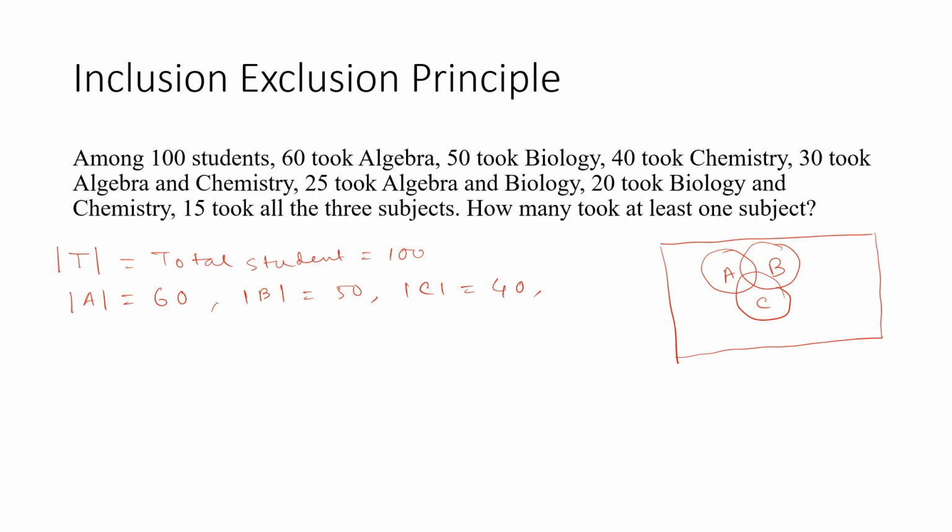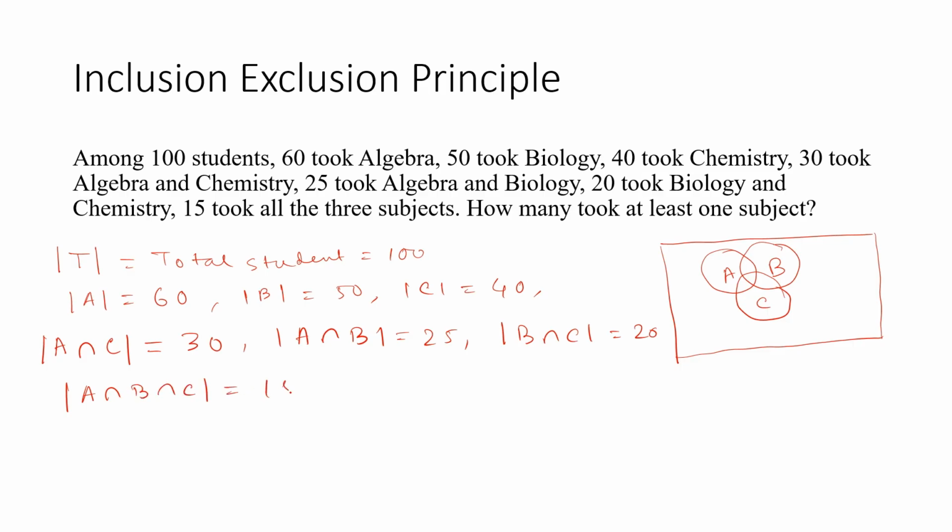Now, when we are talking about "and" in set theory, it implies the intersection of two sets. So, A intersection C, this modulus here represents the cardinality, that means the number of elements inside a set. I hope all of you know that. So A intersection C is 30. Similarly, A intersection B is 25 and B intersection C is 20, while 15 took all the three subjects. That means A intersection B intersection C is equal to 15.